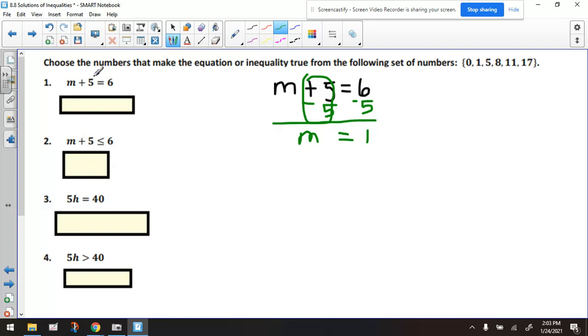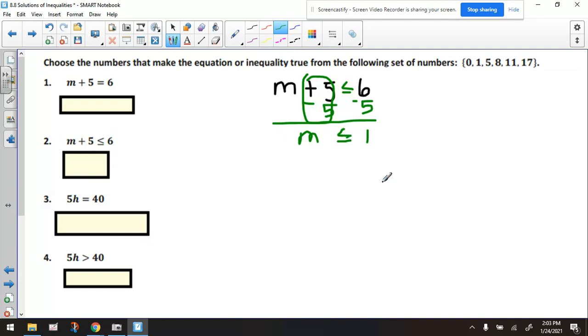Now, how is number 2 different than number 1? The only difference is this symbol. So what we would have to do is just replace the equal sign. We follow the same exact protocol, only we replace it with the symbol that's given here. So they give you this symbol, which is the less than or equal to.